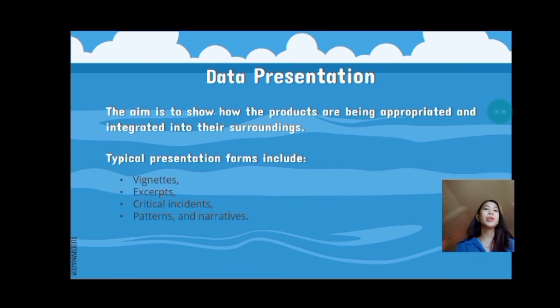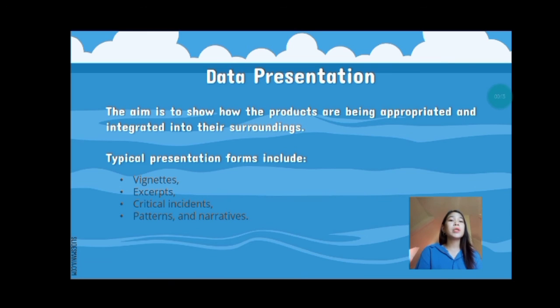So, data presentation, the aim is to show how the products are being appropriated and integrated into their surroundings. It is defined as a process of using various graphical formats to visually represent the relationship between two or more data sets. Typically, representation forms include vignettes, excerpts, critical incidents, patterns, and narratives.